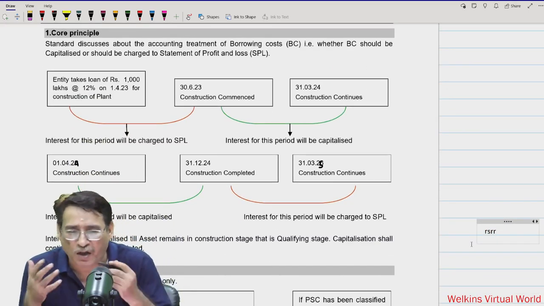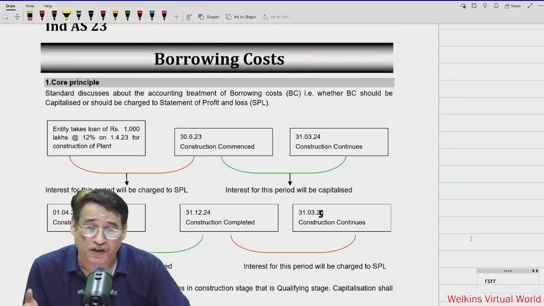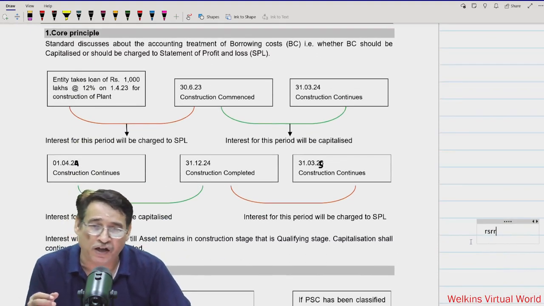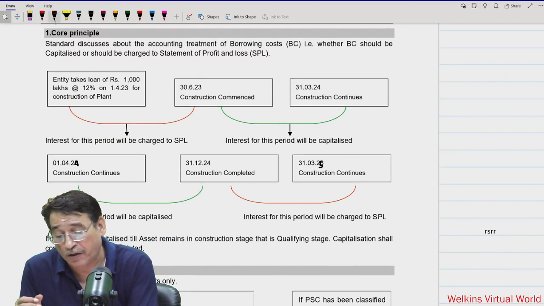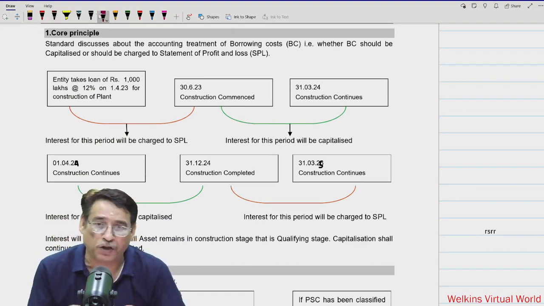As if you are unaware of anything regarding this particular standard, whether existing standard or IND AS. Anyway, we start IND AS-23 borrowing costs. First of all, let's have an idea what exactly this standard deals with, what is the crux issue, and what is the theme of this standard.